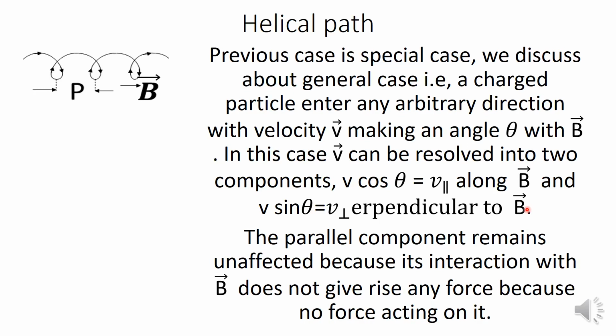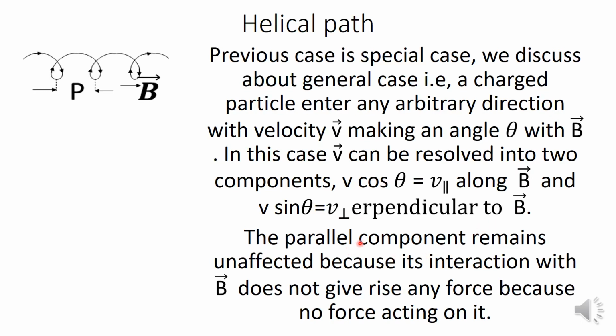Now here we discuss another case, as the previous case was a special case. Here we discuss the general case, where the charged particle enters in an arbitrary direction with velocity v, making an angle theta with the vector B, that is the magnetic induction vector. In this case, the velocity v can be resolved into two components. One is v cos theta, which is v parallel along B, and the other is v sin theta, which is v perpendicular to B.